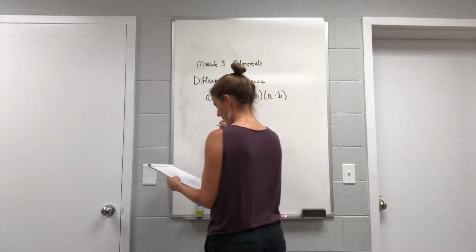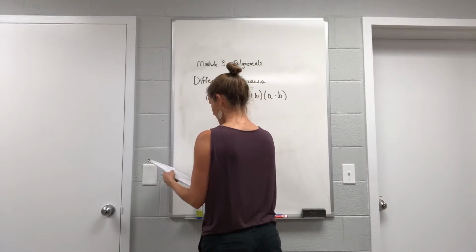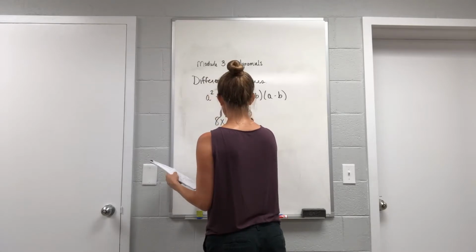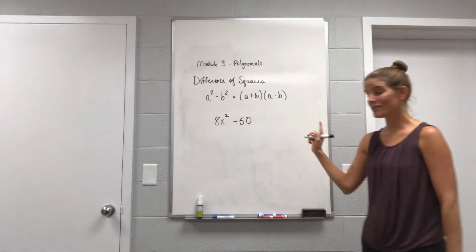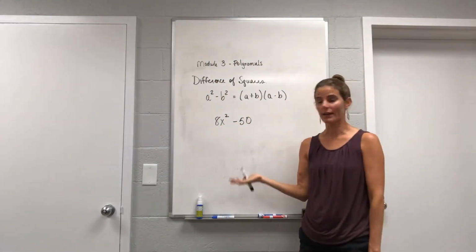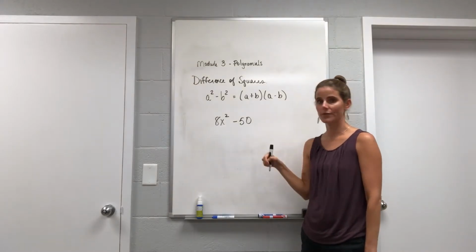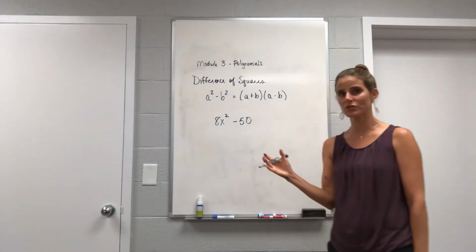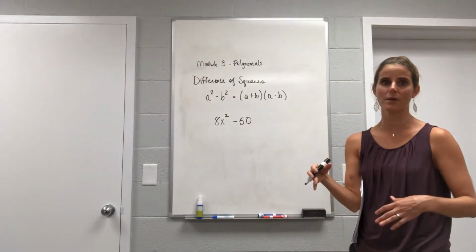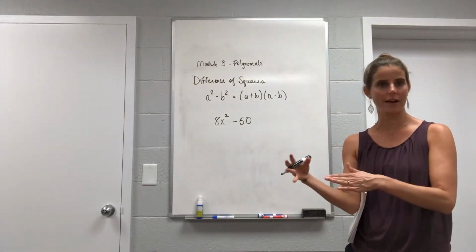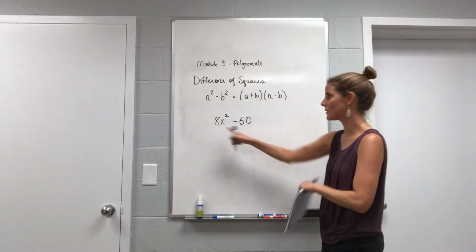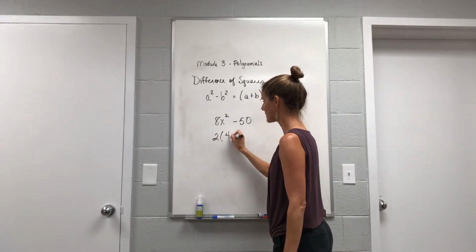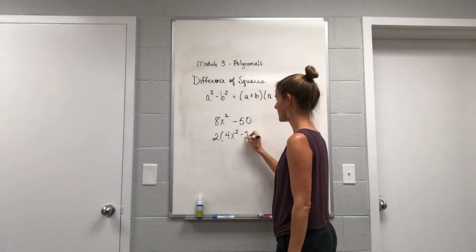So let's say that you had 8x squared minus 50. Now this does not look like a difference of squares. It's not, as is, because neither 8 nor 50 are perfect squares. But when we talk about that GCF, the first thing that you always want to do with the problem, if there is a greatest common factor, factor that out first and make it simpler. So in this case, there is a 2 that goes into both of these. So I'm going to factor out a 2, and that's going to leave me with 4x squared minus 25.